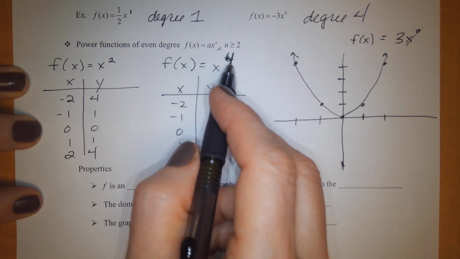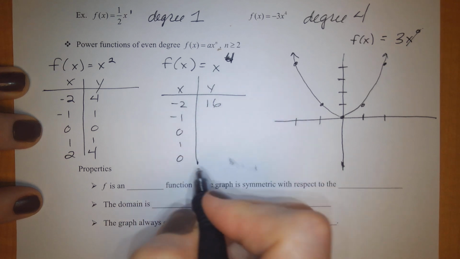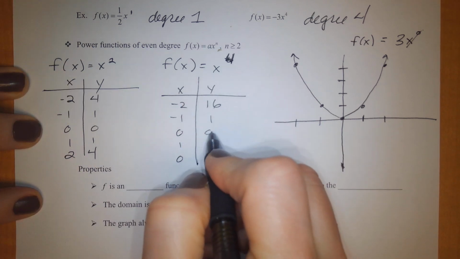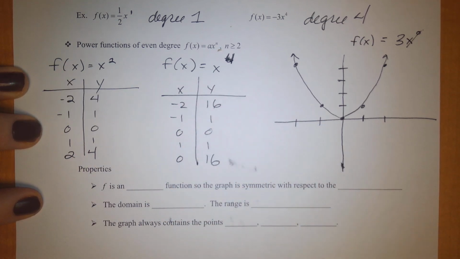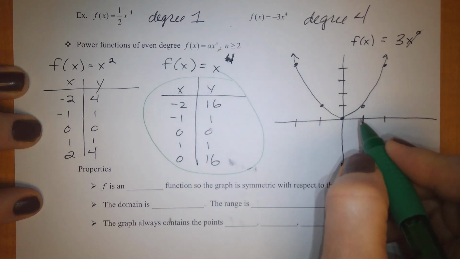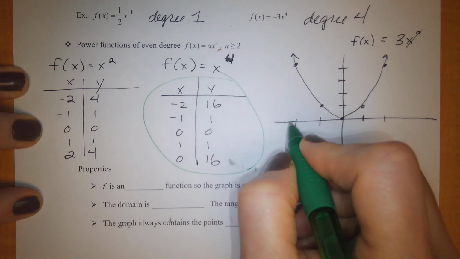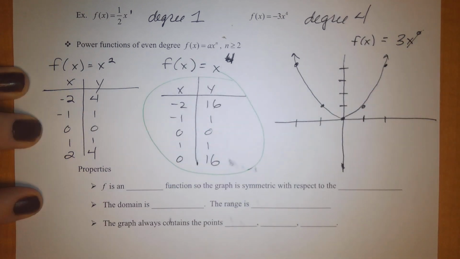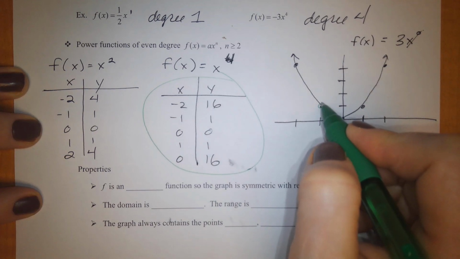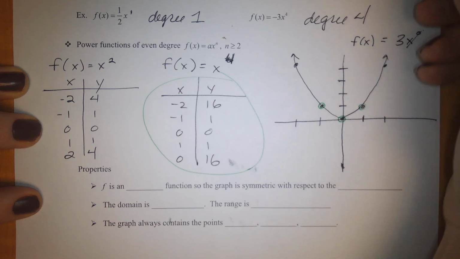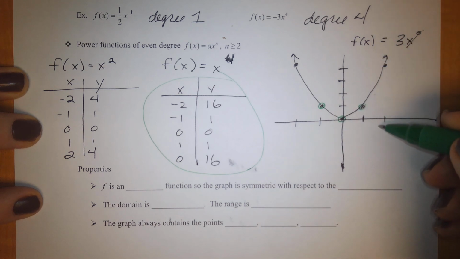Negative 2 to the fourth power is 16. Negative 1 to the fourth power is 1, 0 is 0, 1 is 1, and 2 is 16. So it's going to look very similar. I'll do this one in a different color, in green. So negative 2, 16, which would be way up here. Negative 1, 1. 0, 0. 1, 1, and 2, 16, which would be way up at the top again.